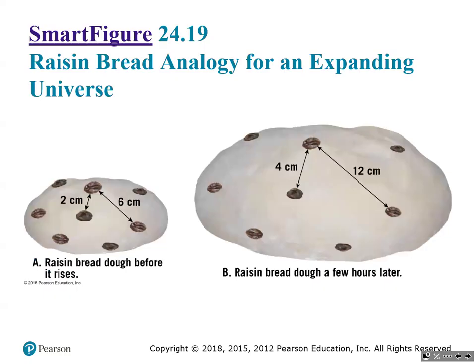And this is because the universe is expanding. So a classic analogy is a raisin bread model, where we have the galaxies throughout the raisin bread. The dough expands as the bread rises, and all those raisins spread apart. So everything is moving apart from everything else.